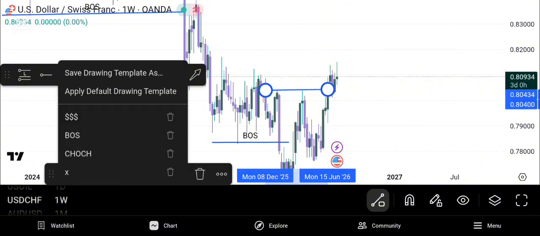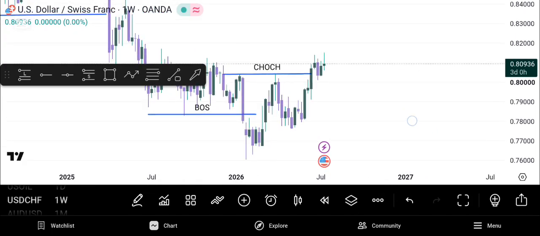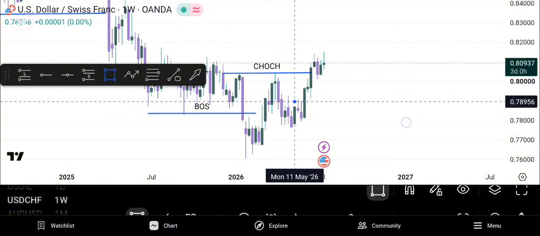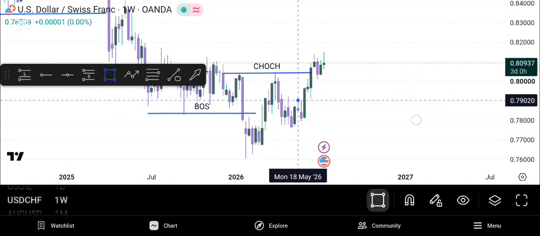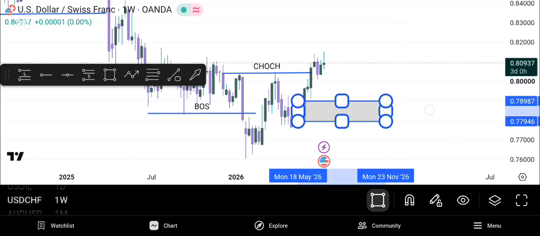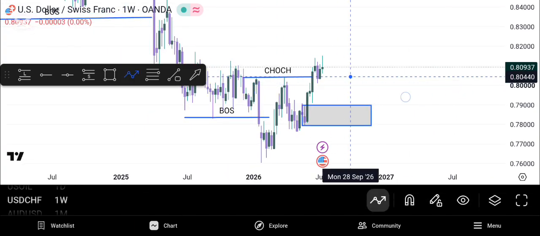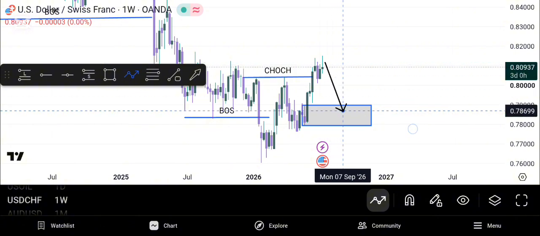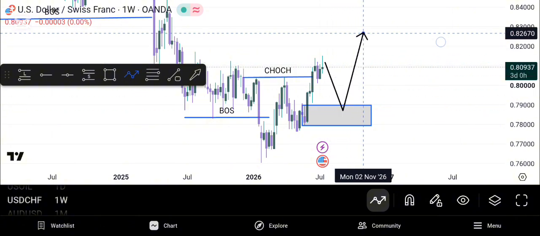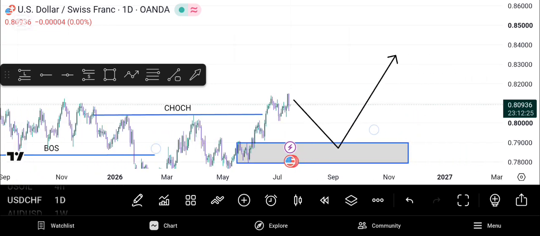So this is like a change of character or market structure shift, and after that change of character, market structure shift, we can map this as the other block which caused that market structure shift. So what we'll be doing is we'll be expecting price to fall down to this level, and then we'll continue buying up. So I'll go straight to the daily time frame and map structure again.